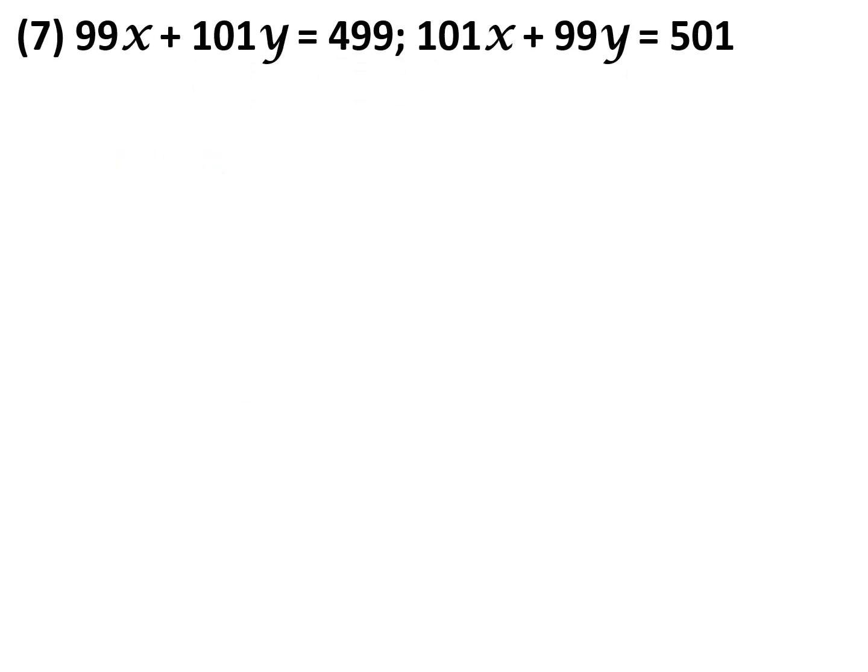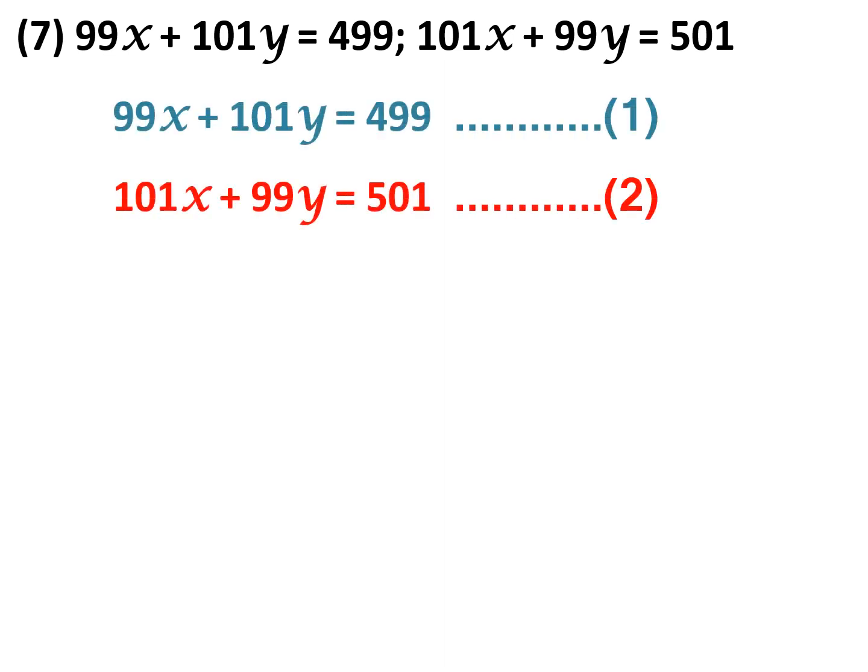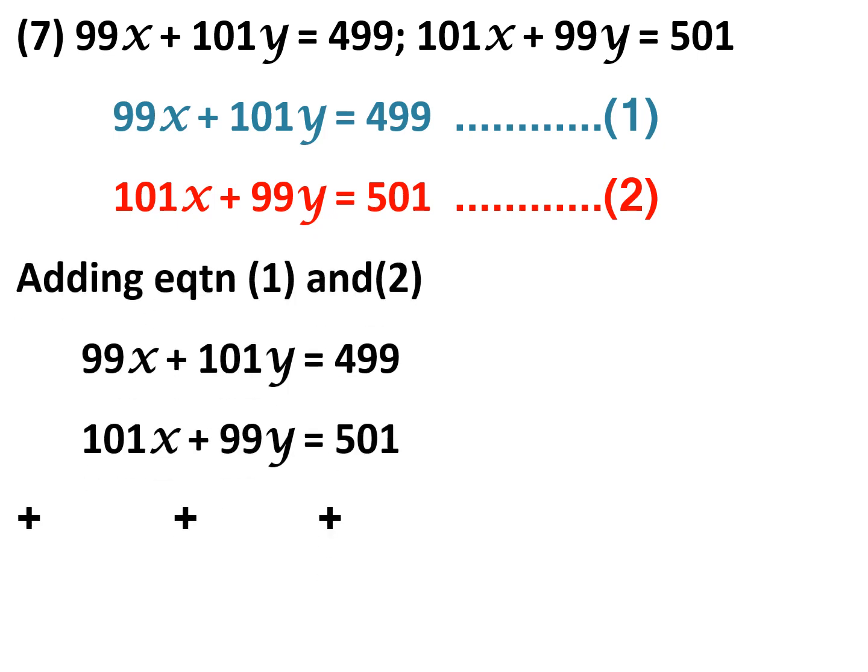Question 7. 99x plus 101y is equal to 499. 101x plus 99y is equal to 501. Equation 1 can be written as 99x plus 101y is equal to 499, and equation 2, 101x plus 99y is equal to 501. In this sum, the coefficients of x and y variables are interchanged. So we will add equation 1 and 2 and subtract equation 1 from 2.